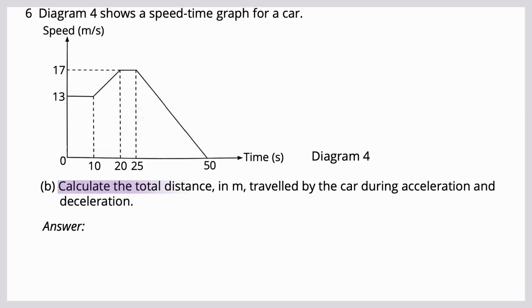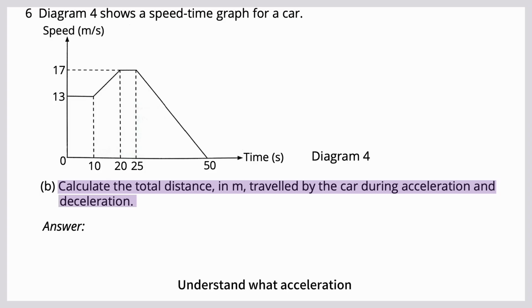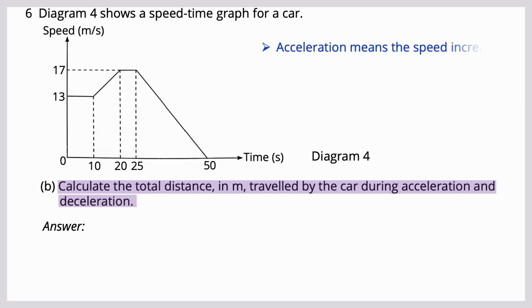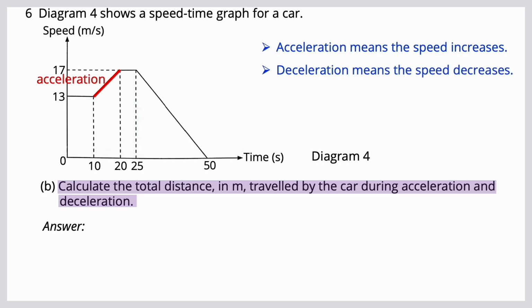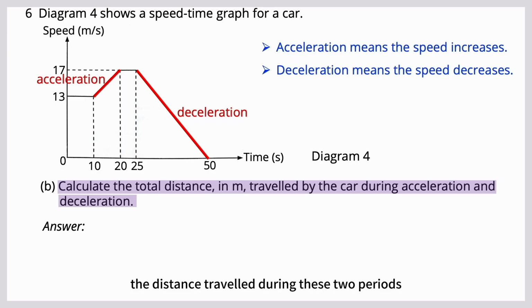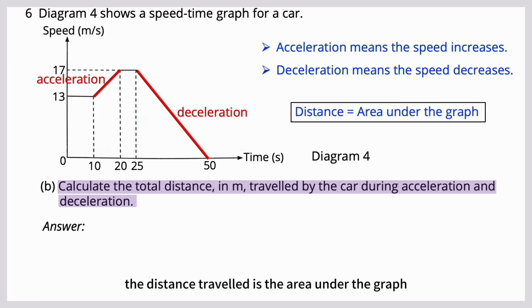B. Calculate the total distance, in meters, traveled by the car during acceleration and deceleration. Understand what acceleration and deceleration periods are. Acceleration means the speed increases. The line moves upward. Deceleration means the speed decreases. The line moves downward. We only need to calculate the distance traveled during these two periods. In a speed-time graph, the distance traveled is the area under the graph.